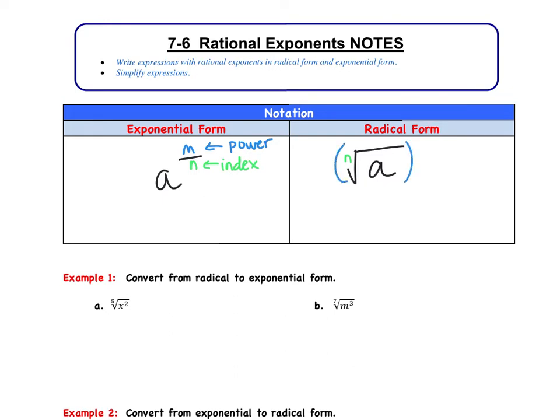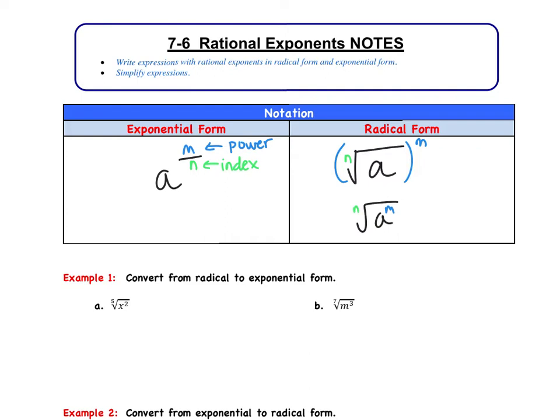Now there's two different places that power can go. It can go all the way outside, or we also have the option of putting the m underneath. Either one works. Either one is correct. You're going to have to choose which one is more appropriate, just based on convenience for you. So the first thing that we're going to do in this video is convert between the two.